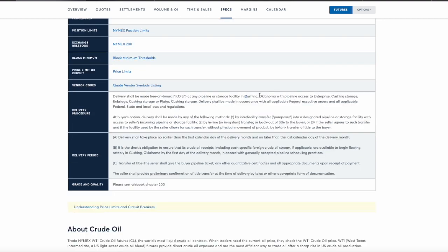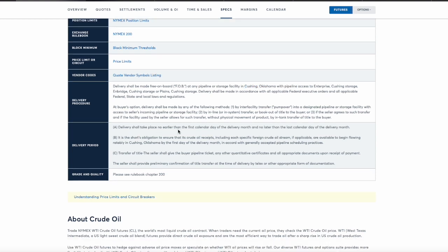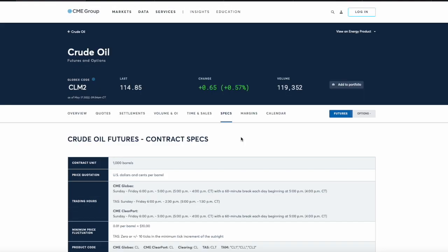Deliveries free on board in Cushing, Oklahoma. We already took a look at that. And then they have some more information about the delivery period, etc. So again, not as day traders, interesting maybe, but probably not as valid. So that's a quick overview of a crude oil contract. Hopefully that was useful, or you were thinking I already knew this stuff. That's great as well. Thanks for watching the video.